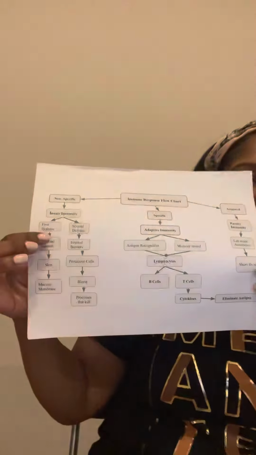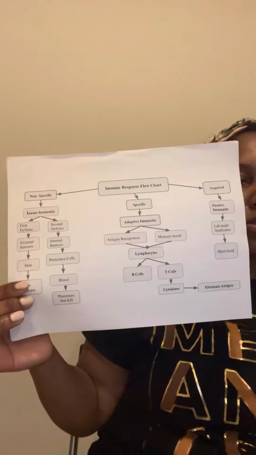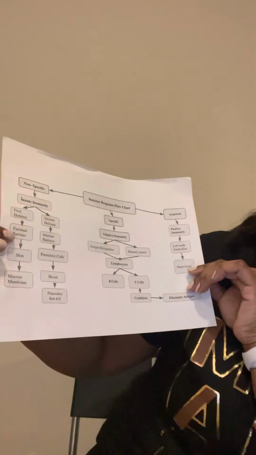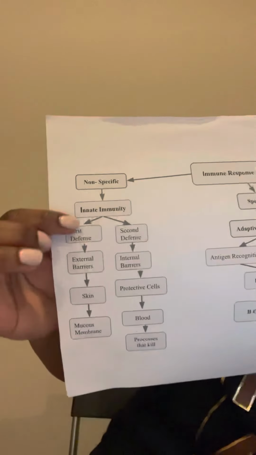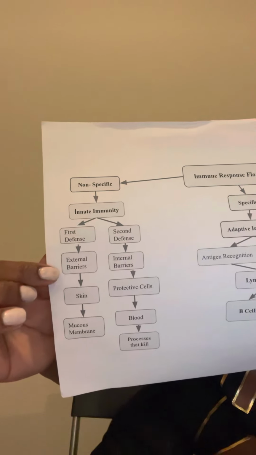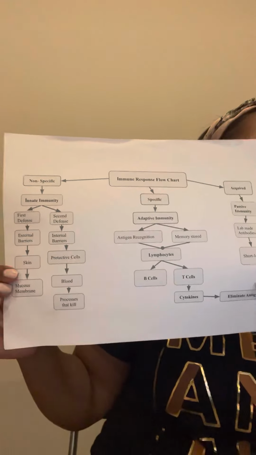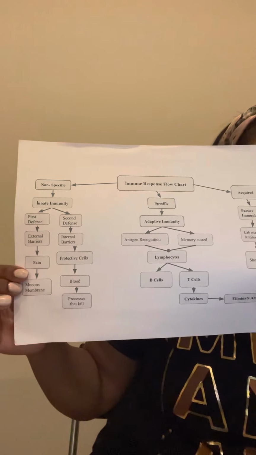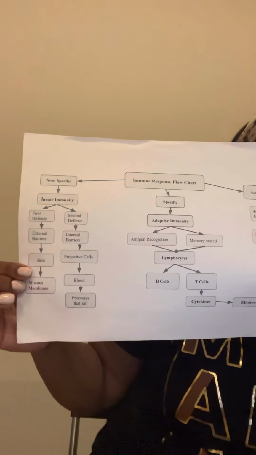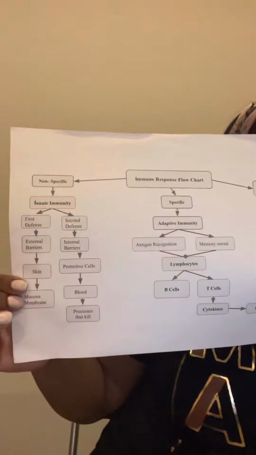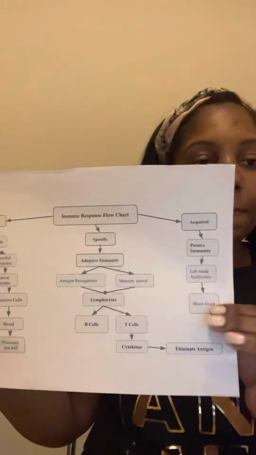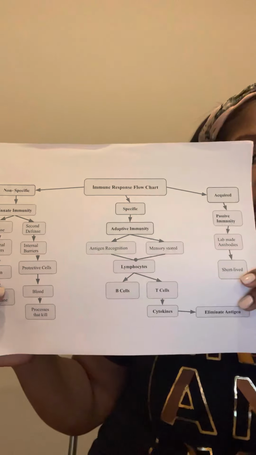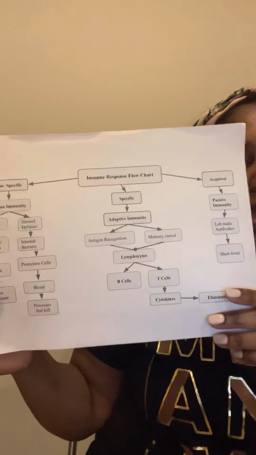Okay, so the immune system is the body's defense against infections. The immune response is how the body recognizes and defends itself against bacteria, viruses, and substances that appear foreign and harmful. Any antigen that comes into the body triggers the immune system response. There are 3 ways the immune system responds to antigens: innate immunity, adaptive immunity, and passive immunity.